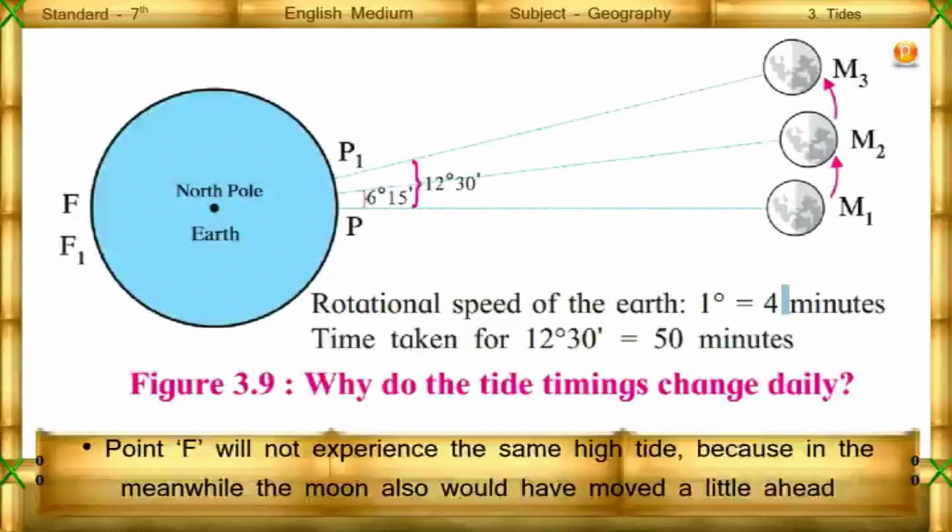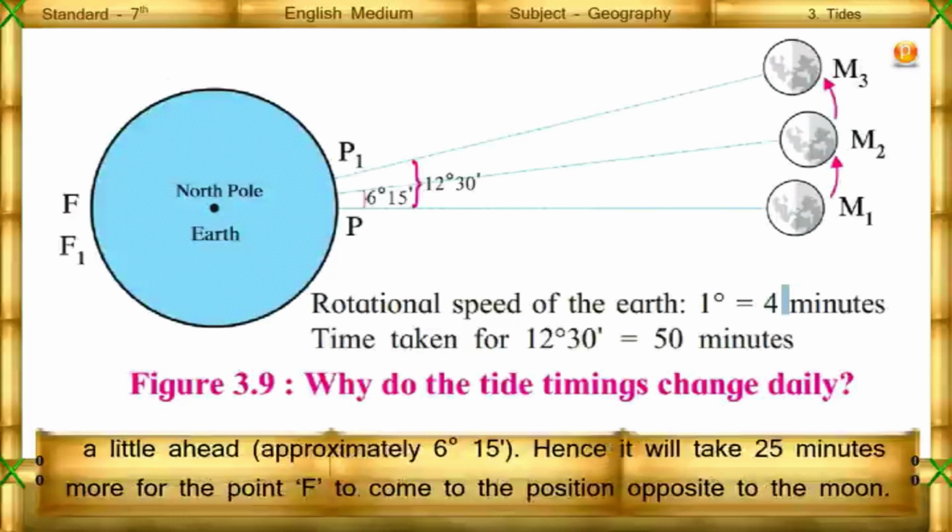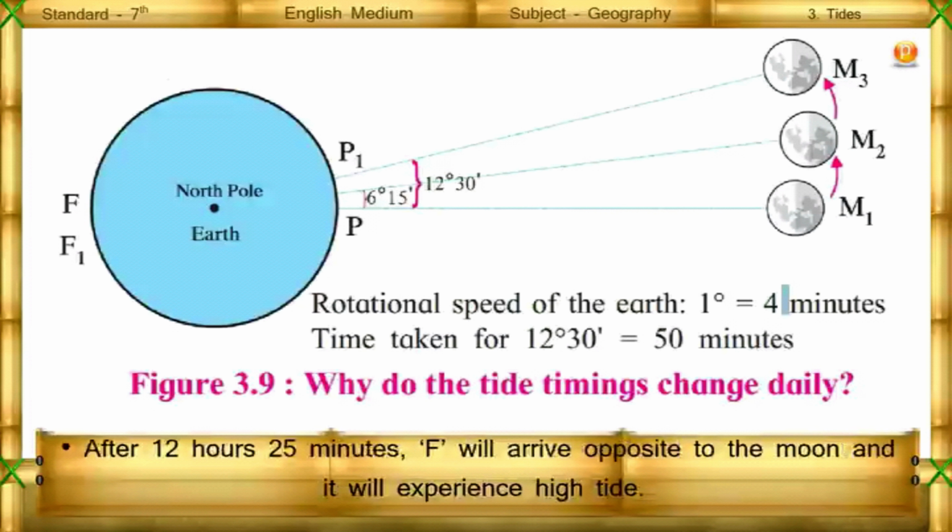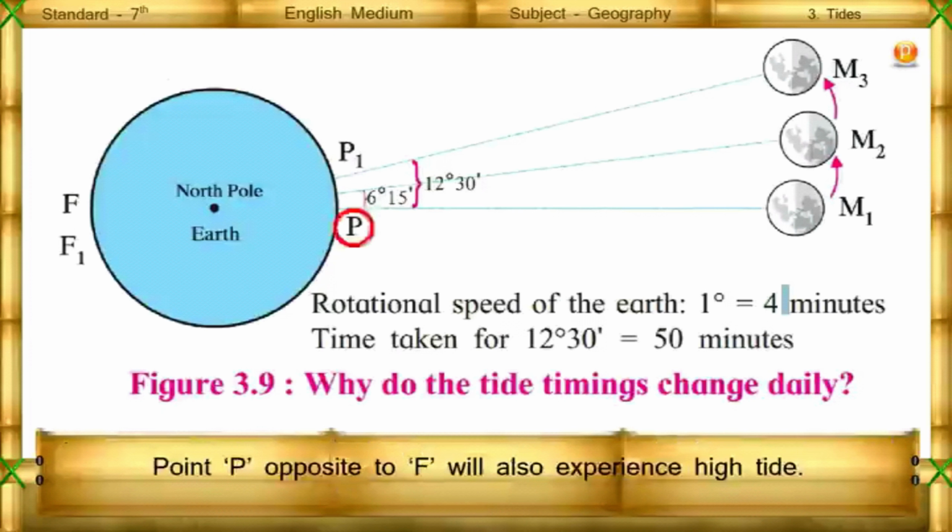Point F will not experience the same high tide because in the meanwhile the Moon also would have moved a little ahead, approximately 6 degrees 15 seconds. Hence, it will take 25 minutes more for point F to come to the position opposite to the Moon. After 12 hours 25 minutes, F will arrive opposite to the Moon and it will experience high tide. Point P opposite to F will also experience high tide.